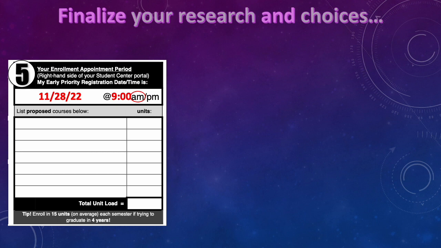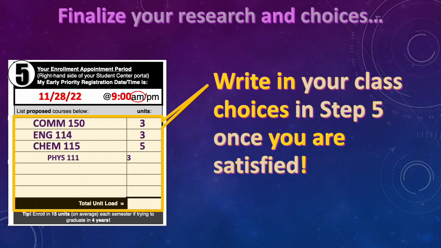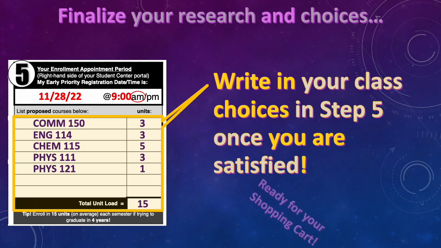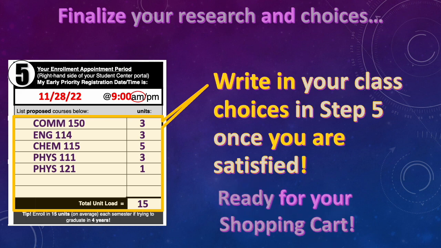Once you have filled out your class planner and researched classes for GE and your potential major, fill in all of the high priority courses in the box for Step 5. If those courses add up to the number of units you are satisfied with, you are done. Otherwise, you may fill in your schedule with classes for a minor or other university electives. Your goal is to be ready to load your shopping cart before your enrollment date and time as noted on your class planner.